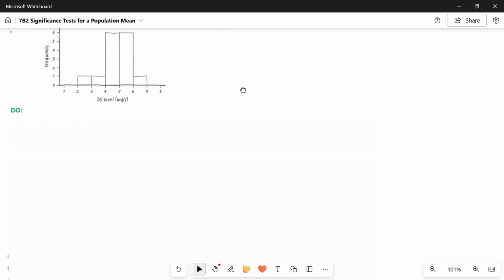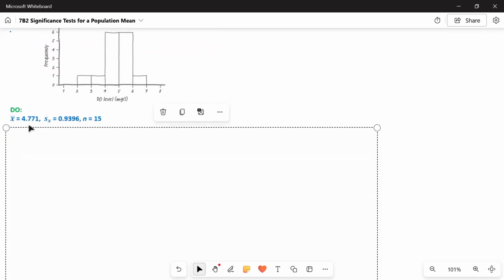The next step we want to do is the do step. This is where we perform our calculations. So the mean and standard deviation of the sample are listed, as well as the sample size.